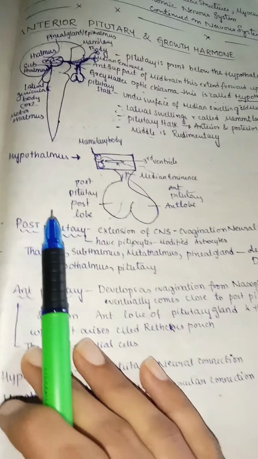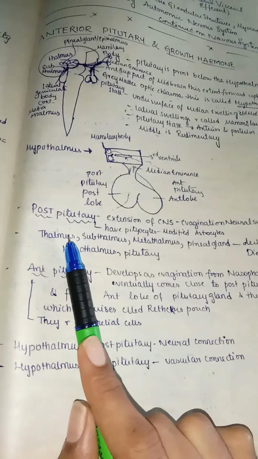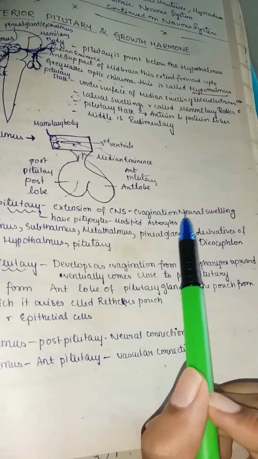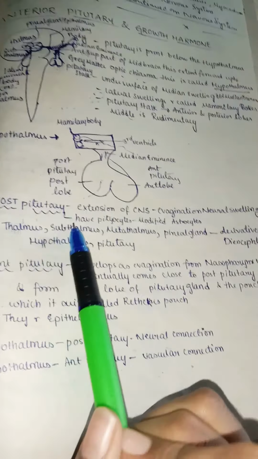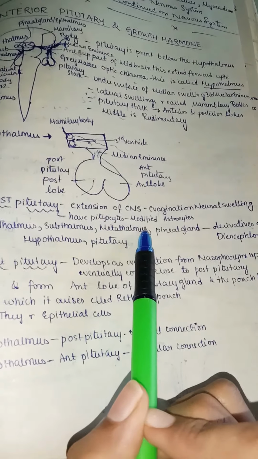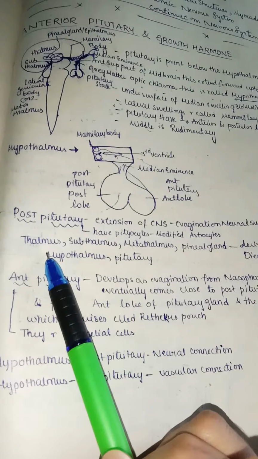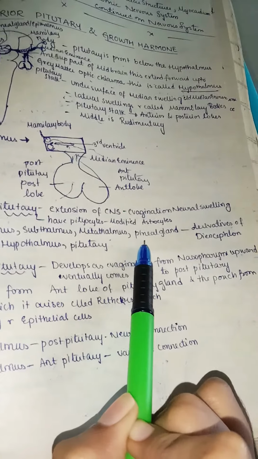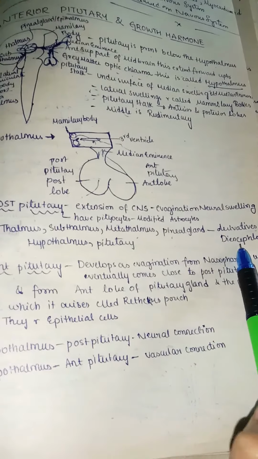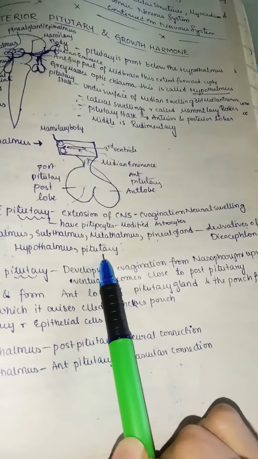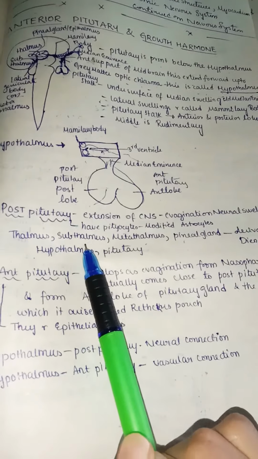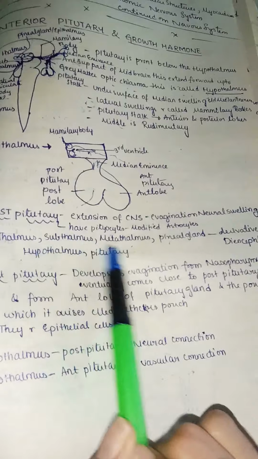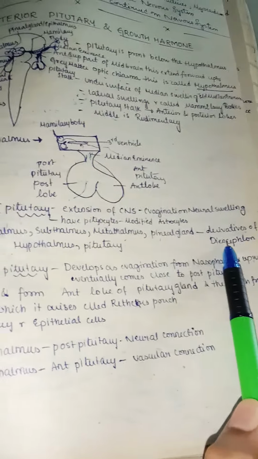Now let us start understanding first the posterior pituitary. The posterior pituitary is the extension of the central nervous system. It's an invagination of neural swelling. They mainly have pituicytes, which are modified astrocytes. Thalamus, subthalamus, metathalamus, pineal gland, hypothalamus, pituitary, all these are mainly derived from the diencephalon.